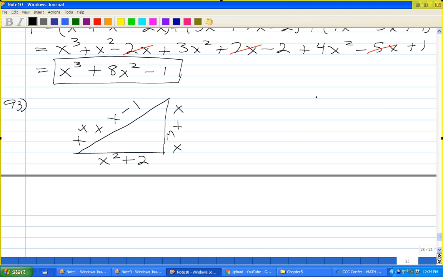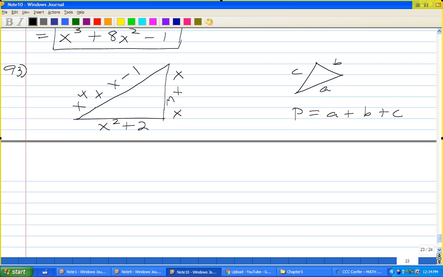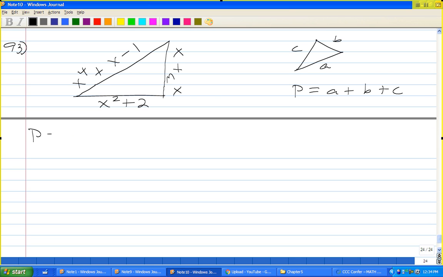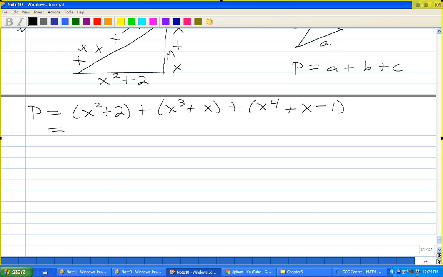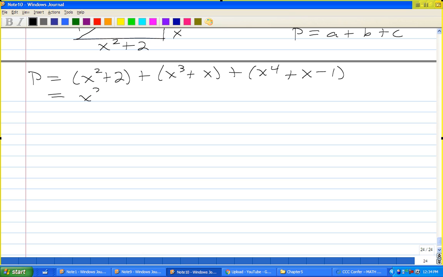So again, recall that your perimeter is just the sum of all the lengths. And so my perimeter is just x squared plus 2 plus x cubed plus x plus x to the fourth plus x minus 1. Get rid of all the parentheses. X squared plus 2, x cubed plus x, x to the fourth plus x minus 1.